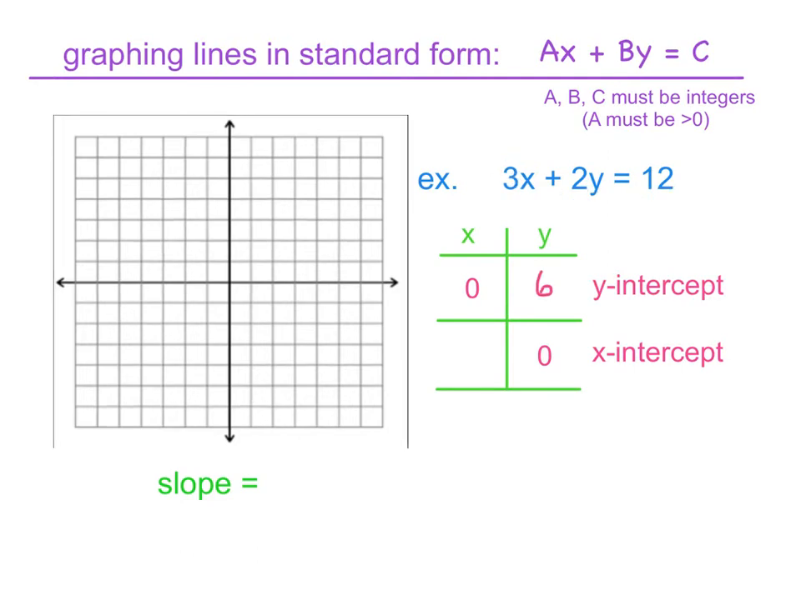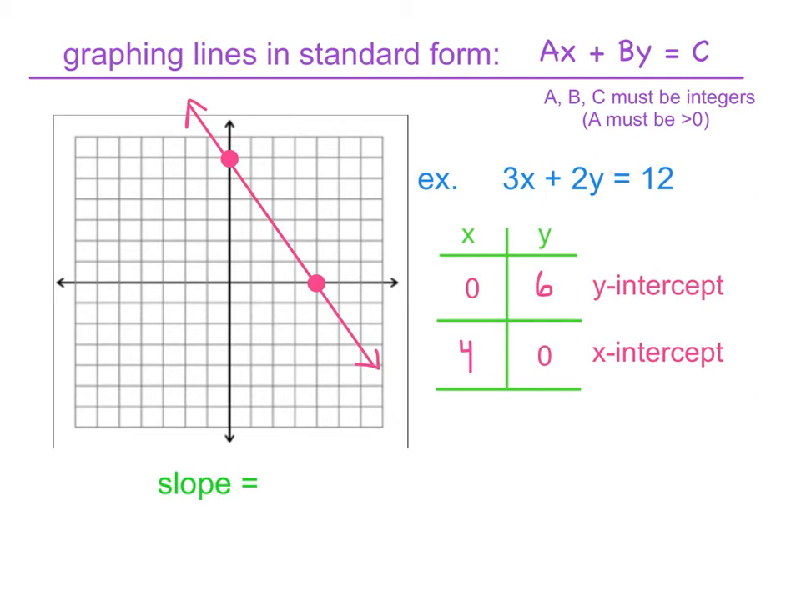Now I'm going to do the same thing to find the x-intercept. I'm going to go ahead and plug in a y value of 0. If I plug in a y value of 0, 2 times 0 is 0. So that term drops out. Divide both sides by 3, and I've got my x-intercept is at 4, 0. So plotting my x-intercept at 4, 0, my y-intercept at 0, 6, I can connect them with a line. And remember, we said 2 points, that's enough to make a line.